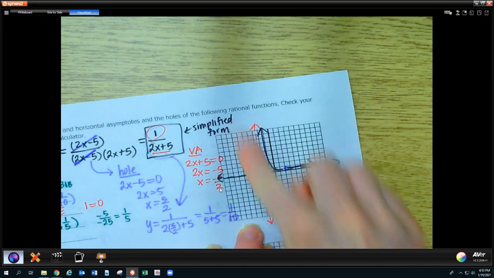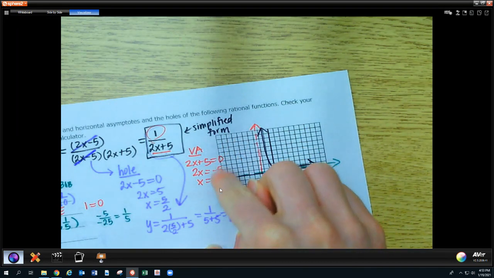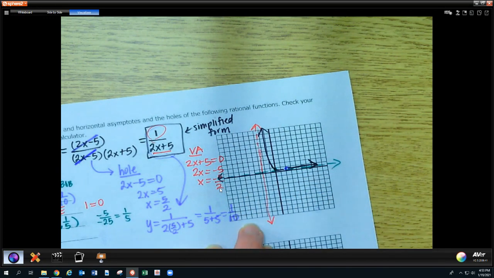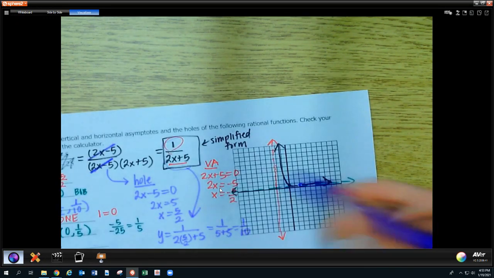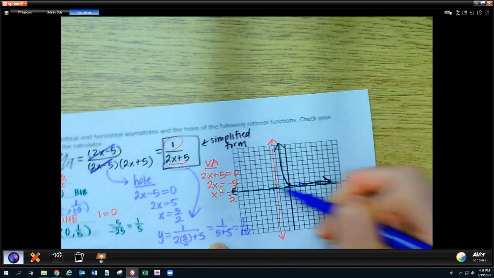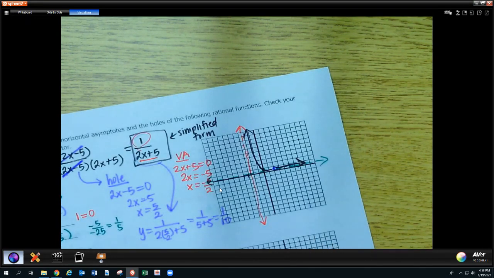Okay, I know there's more function over here. I don't know if it's up in this quadrant or this quadrant, so we need to point test. And so let's plug in -3. You could plug in -4, -5. I like to plug in as close to the asymptote as I can because then the number is smaller.